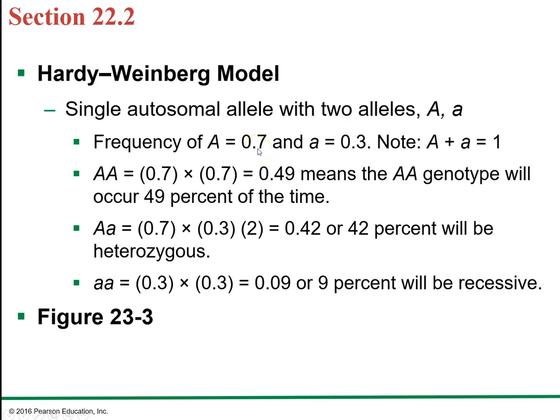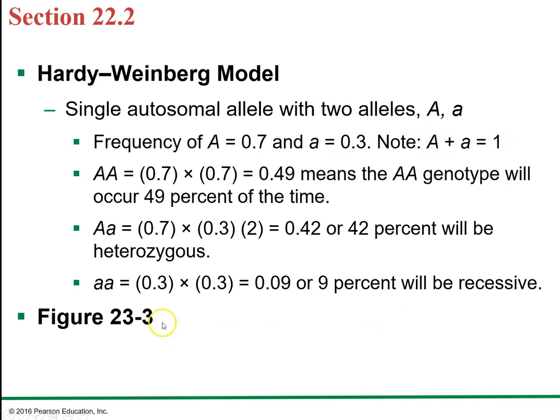And if this is an ideal population where you don't have any mutation, you have completely random mating and all these things occurring, this is how these numbers are going to work out. So your frequency of the dominant allele is 0.7. Therefore, the frequency of the recessive allele has to be 0.3. So these always have to equal 1.